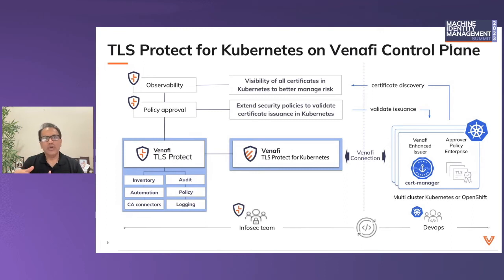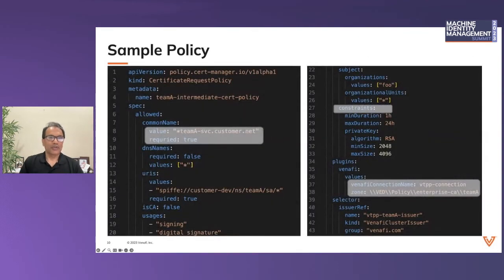And as part of that, you also have the ability to validate that issuance through the approver policy. The approver policy essentially is very simple. If you look at this example here, this is a long list of various different properties. But if you focus on something that I've highlighted, there is something that says allowed, and it says common name of some kind, and it is also required true. But most importantly, in the plugin section at the bottom, you see that there is a reference to a Venafi connection name and a zone, which is something that you should be very familiar with. That is the policy folder where the policies are defined.